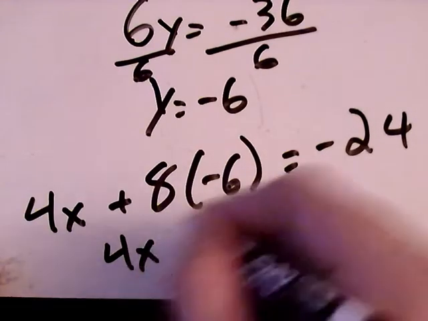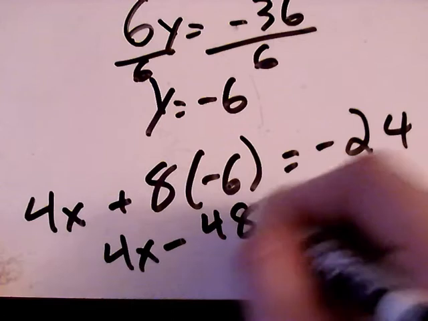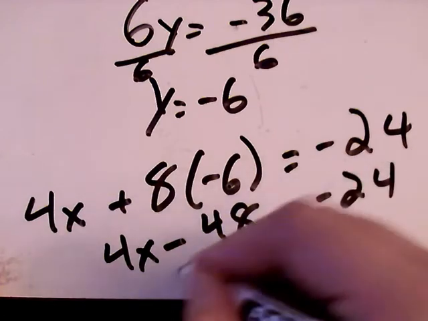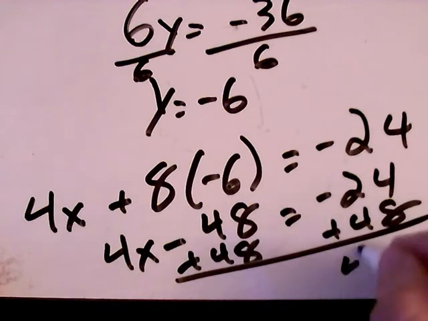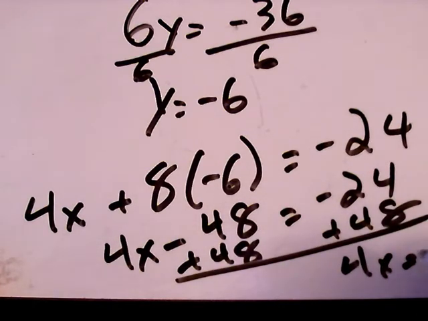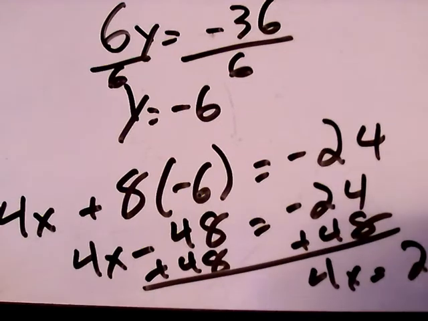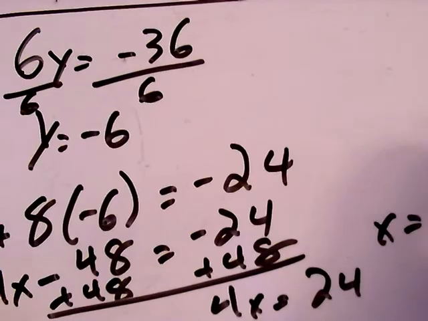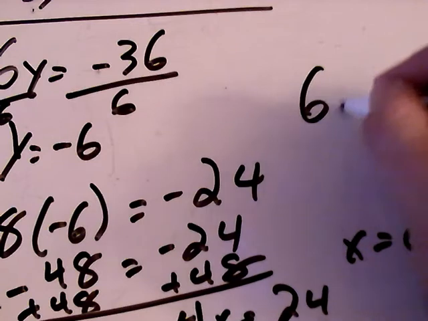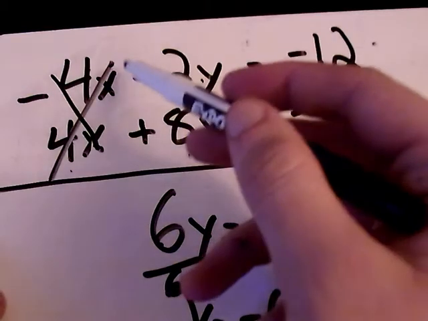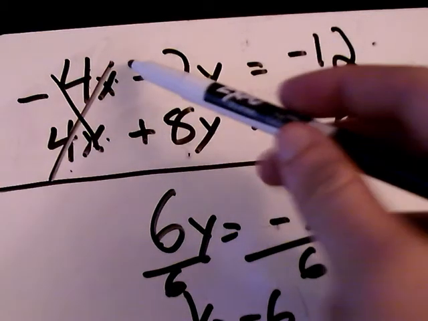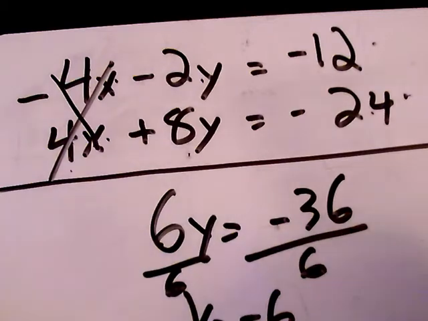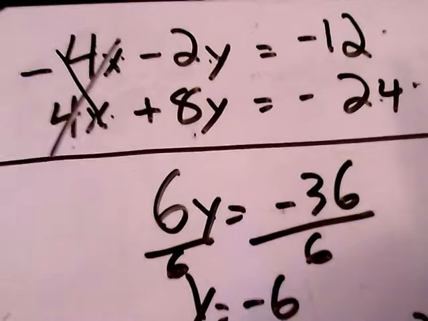So 4x minus 48 equals negative 24. I add 48 to both sides. I'm left with 4x equals, I think it's positive 24, and x equals 6. So that means my answer is 6 comma 6. So remember, we eliminated. We didn't have to do anything. We were lucky enough to have a negative 4x and a positive 4x. If you ever have to choose your own method and you see that, use elimination every time. It'll save so much time.